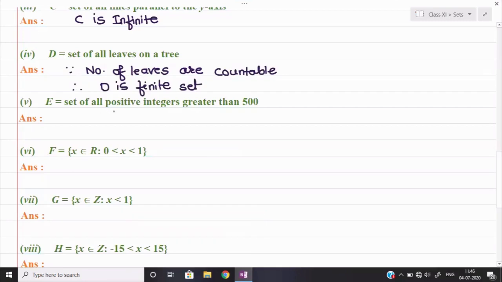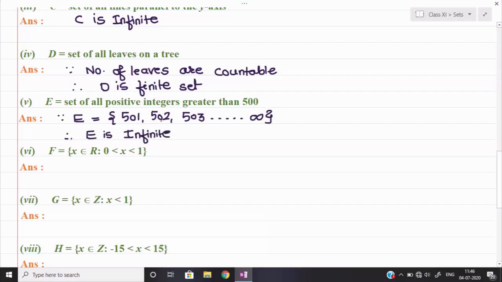Okay, set E is the set of all positive integers greater than 500. If I write down the elements of set E, that will be 501, 502, 503 and so on. It goes up to infinity, so we can say that therefore E is an infinite set, right? Now let us see in a similar way, some couple of parts are remaining.